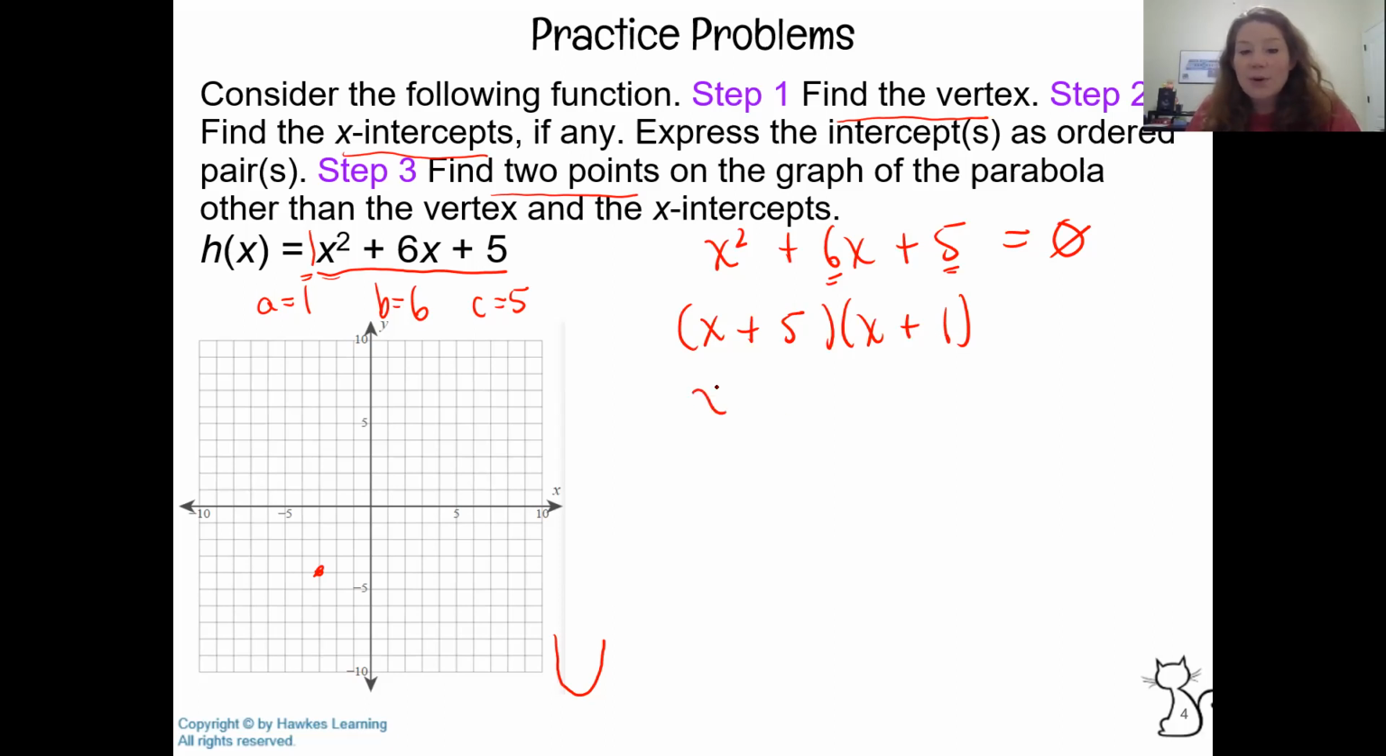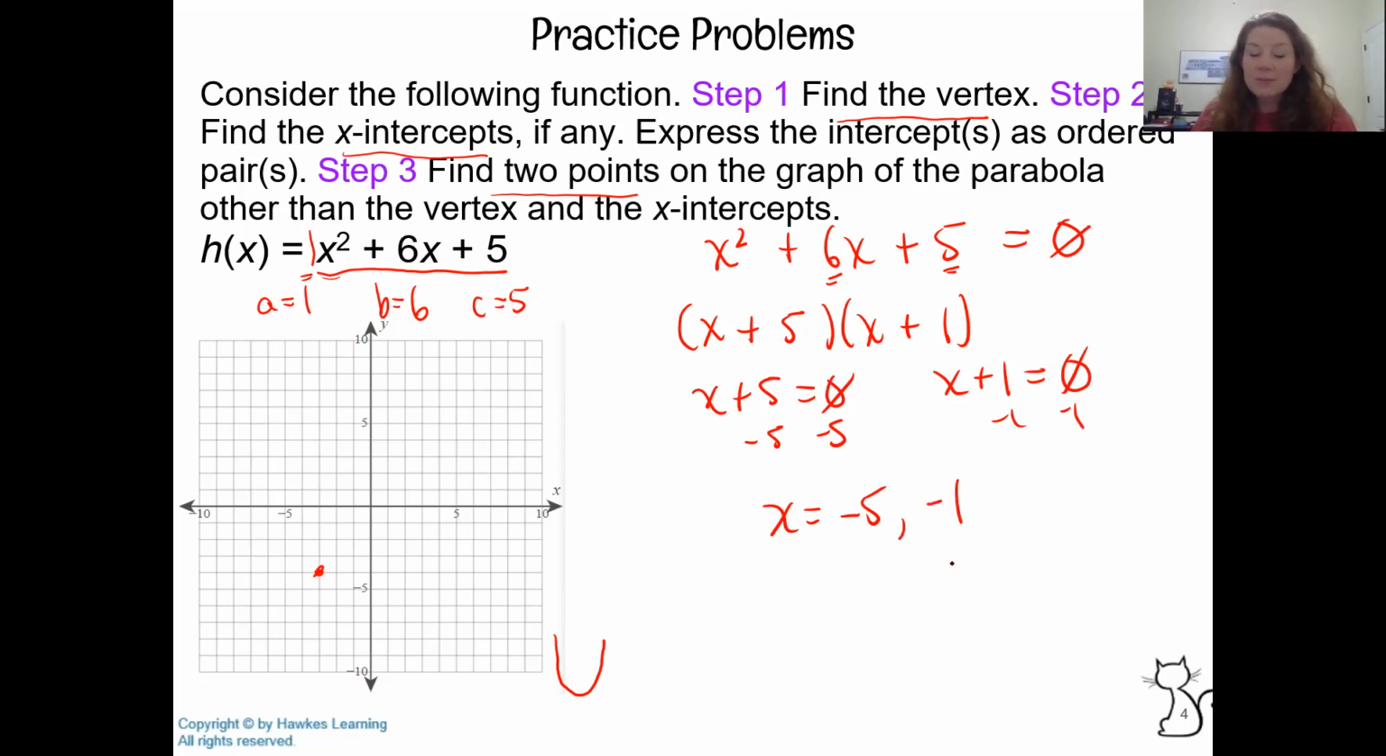So now we're going to take both of those parentheses, set them equal to 0. And then when we solve for x, we're going to say that x is equal to negative 5 and x is equal to negative 1. So our x-intercepts, when y equals 0, are negative 5, 0 and negative 1, 0. So let's graph that. Negative 5, 0 is there and negative 1, 0 is here.